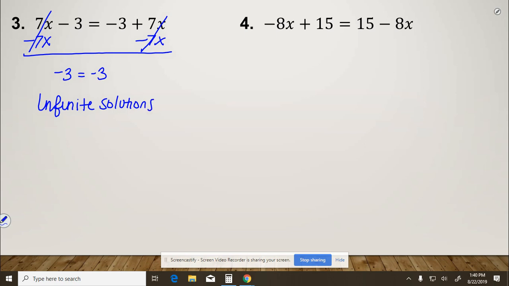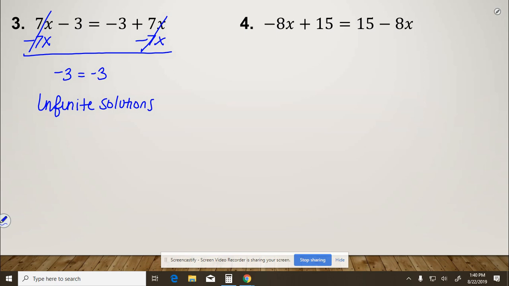If I plug in 2, 7 times 2 is 14 minus 3 is 11. -3 plus 7 times 2 is also 11. If I plug in 5, 7 times 5 is 35 minus 3 is 32. -3 plus 35 is also 32. Any number will work. So infinite solutions, because both sides are essentially the same. 7x minus 3 is the same as -3 plus 7x.